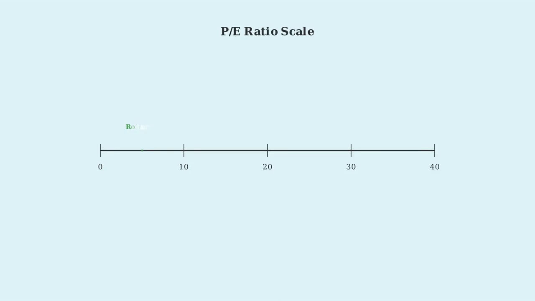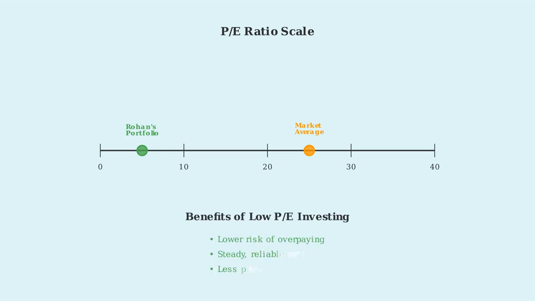On a PE ratio scale, Rohan's portfolio sits in the low range, indicating he's paying less for each rupee of earnings compared to growth investors who might pay much higher multiples. This low PE approach means Rohan is buying established companies at reasonable prices. While these stocks may not offer explosive growth, they provide steady returns and are less likely to experience dramatic price swings.